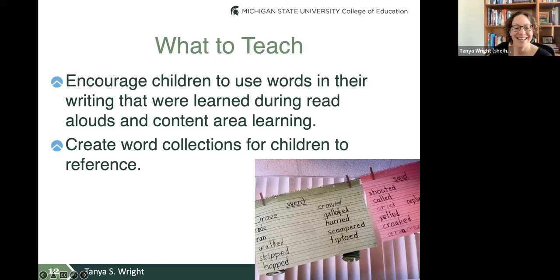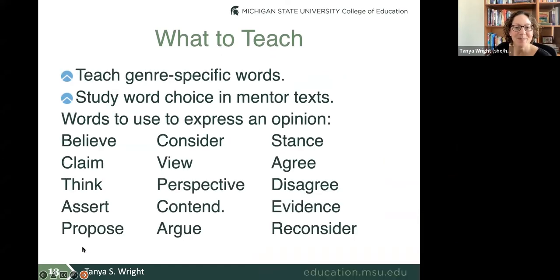And that's awesome when kids need to use those. Okay. What to teach? A little bit more about genres, right? Genre specific words. So as we study mentor texts in a particular genre that we want kids to write, we want to also look for words associated with that genre. So I did an example here of words to express an opinion, right?